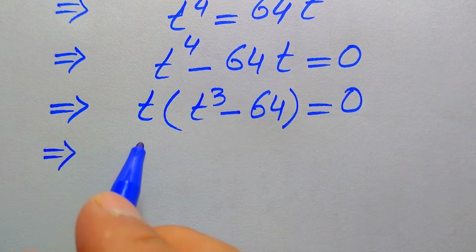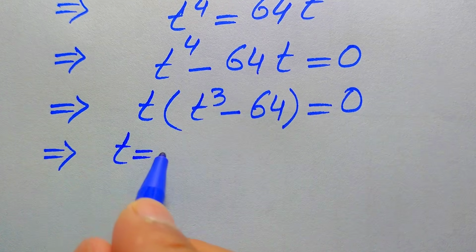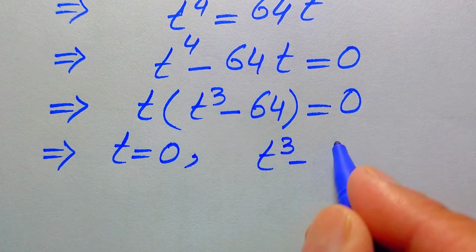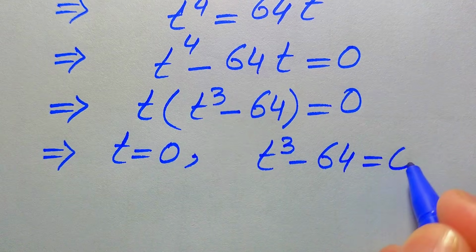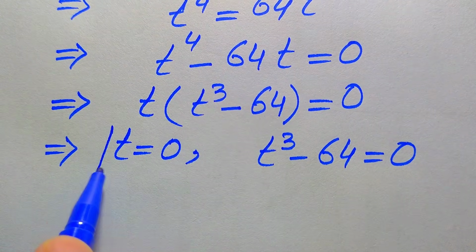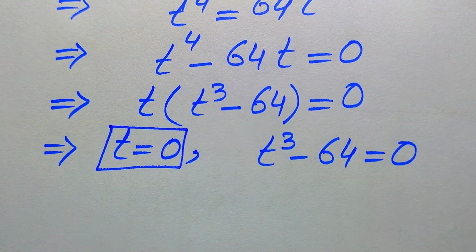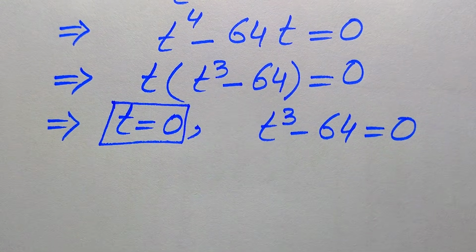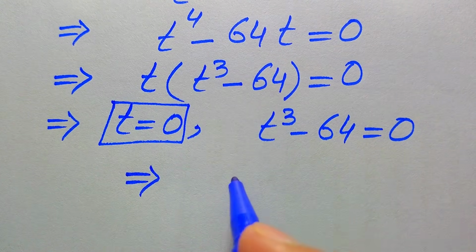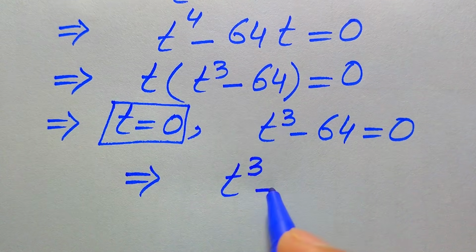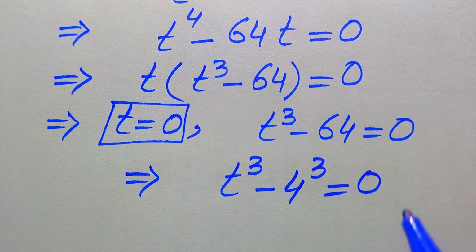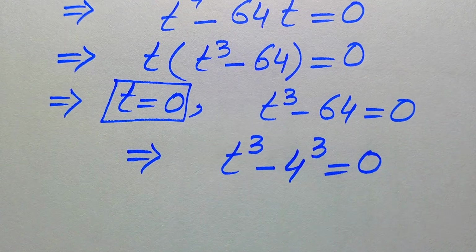And now we divide this equation into two cases. The first case is we write t is equal to 0, and the second case is we write t cubed minus 64, and this whole equation is equal to 0. So you see that this is the first root of the given equation, and now in order to find the other roots we need to solve this. So we rewrite this equation as t cubed minus 64, and we write it as 4 cubed, and this whole equation is equal to 0.